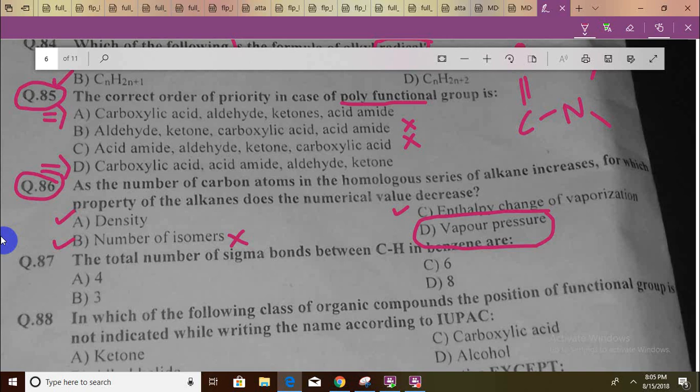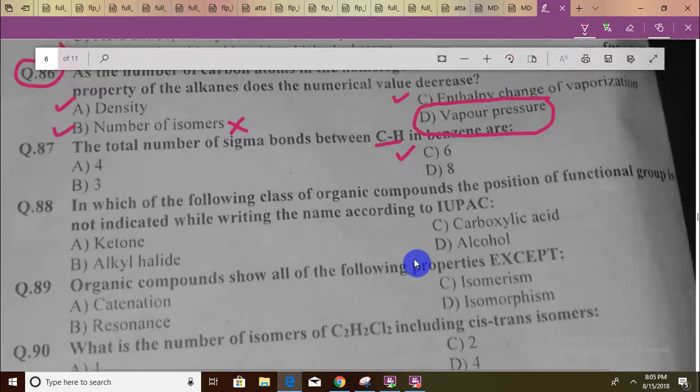And the total number of sigma bonds between C2H6. In which of the following classes of organic compounds is the position of the functional group not indicated while writing the name according to IUPAC? It is not indicated for carboxylic acid, because the carboxylic acid group is literally always at the end.